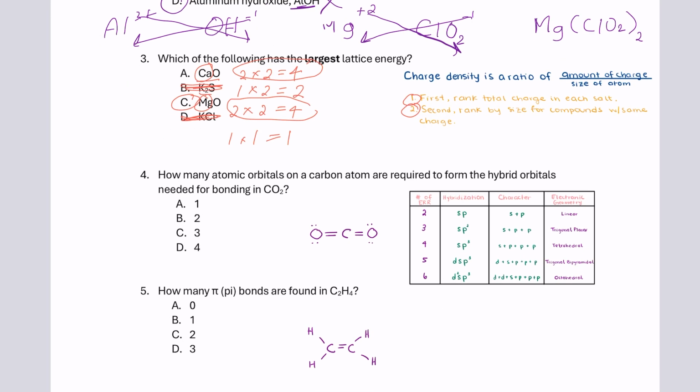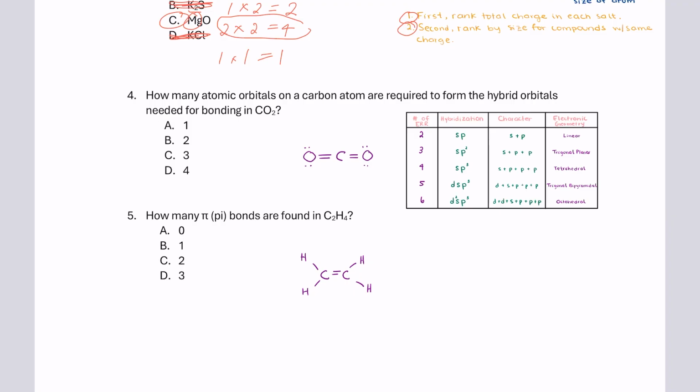Problem 4 says, how many atomic orbitals on a carbon atom are required to form the hybrid orbitals needed for bonding in carbon dioxide? In order to solve this problem, the first thing we want to do is draw the Lewis structure for carbon dioxide. Our rule for drawing Lewis structures is first to figure out the total number of valence electrons that we have. We get 4 from carbon, and we get 6 from oxygen, and there are a total of 2 oxygen atoms. 4 plus 12 is equal to 16, so we have 16 valence electrons.